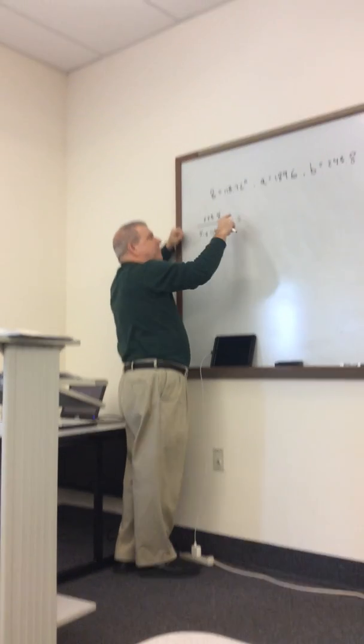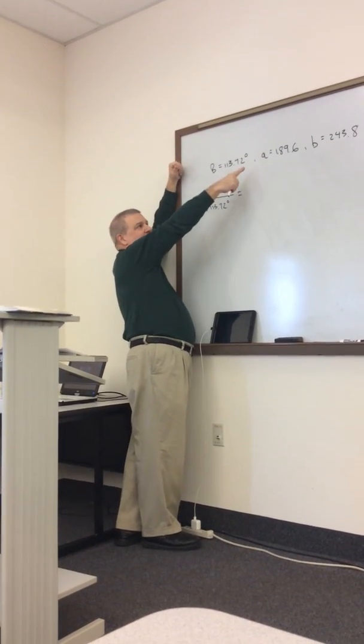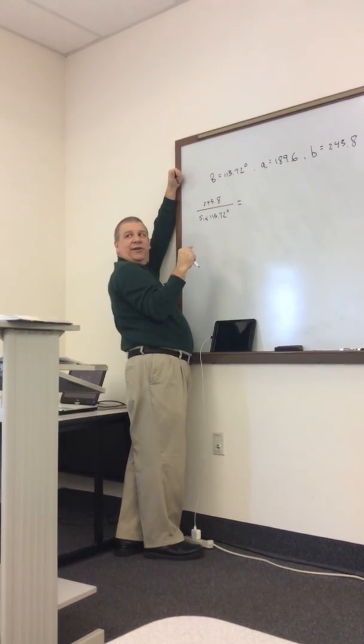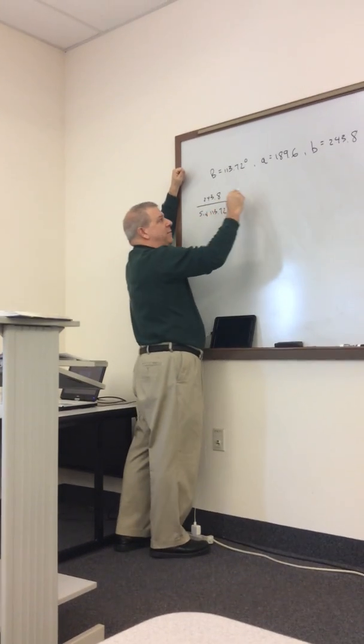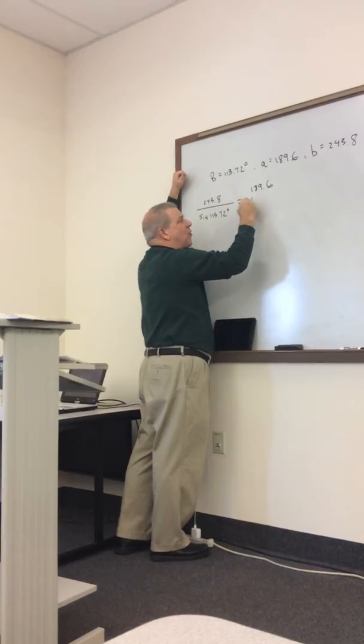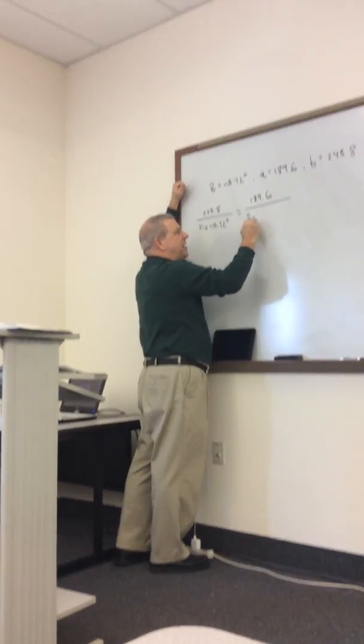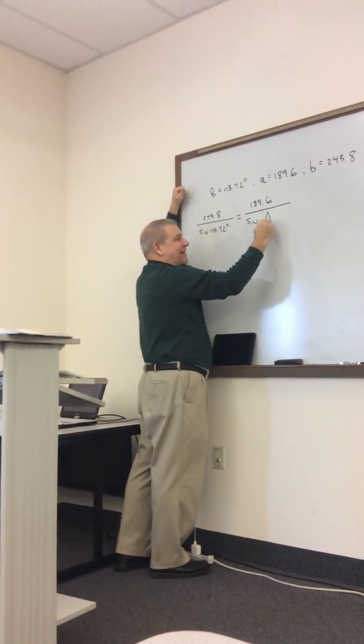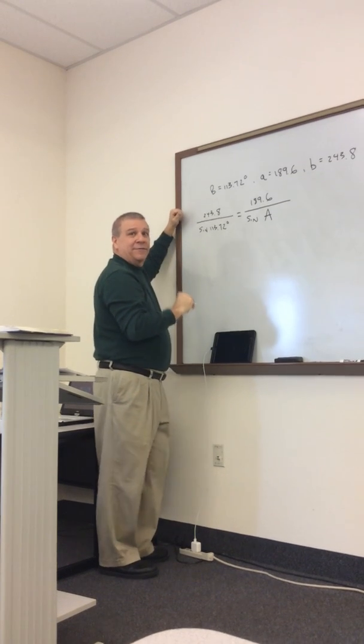B over the sine of B equals, what's the other one going to be? Just use your given information here. Ethan? 189.6 over the sine of A. That's right, you don't know it yet.